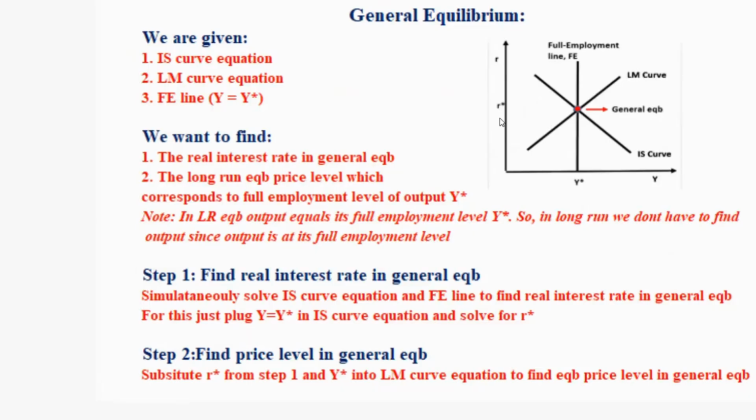So there are two steps to follow here. First, by plugging Y = Y* in the IS curve equation, we find the real interest rate in general equilibrium, and then by plugging in the values of our output and real interest rate in general equilibrium, R* and Y*, in the LM curve equation, we can find the price level in general equilibrium.